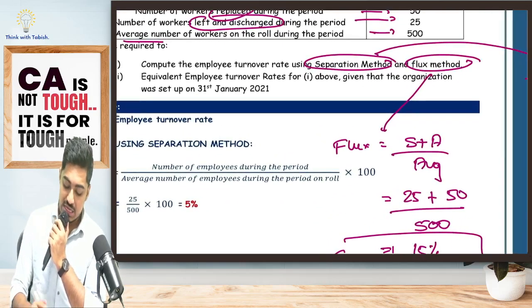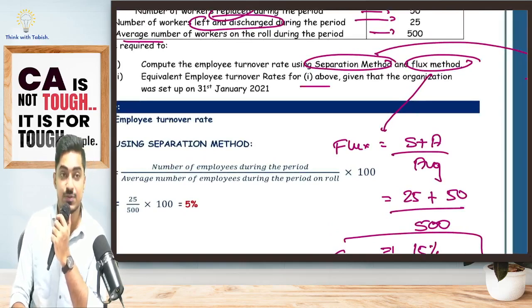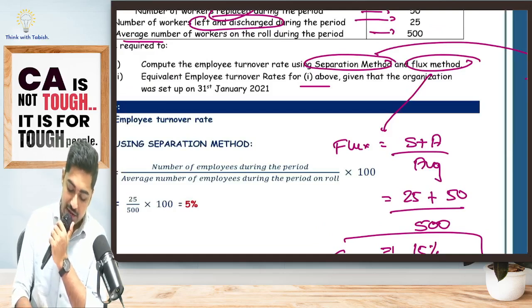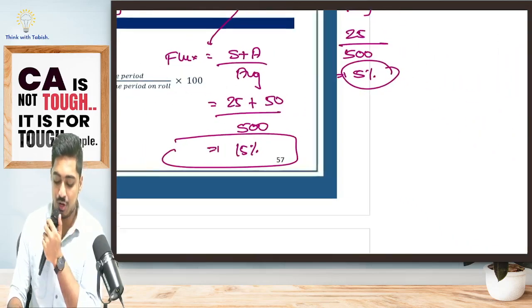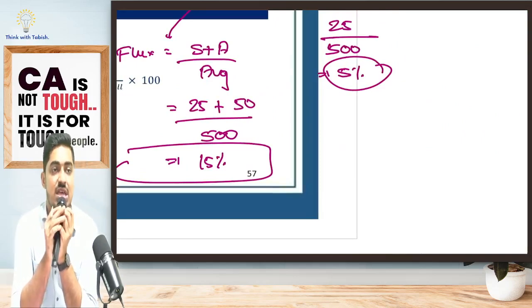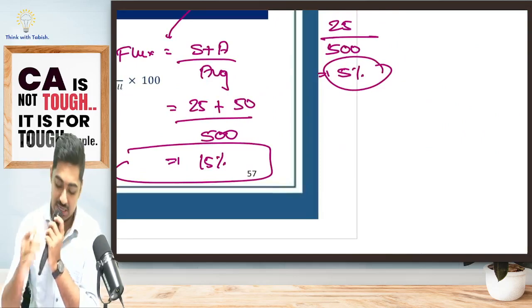Now second is equivalent employee turnover rate for one above. That is for separation and flux. Given that organization was set up on 31st January. Only how many months is over? 31st January is over. That means January is over, February and March. That means this is the employee turnover rate for 2 months. I want for 1 year. Can I convert? Yes, sir.